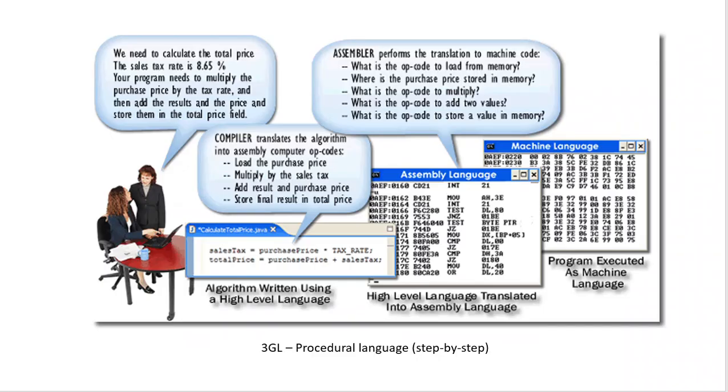Okay, this is 3GL, procedural language, step by step. For example, dia bagi satu situasi, we need to calculate total price. The sale tax rate is 8.65. Your program needs to multiply the purchase price by the tax rate and then add the result and the price and store them in the total price. Okay. So assembler perform the translation to machine code.